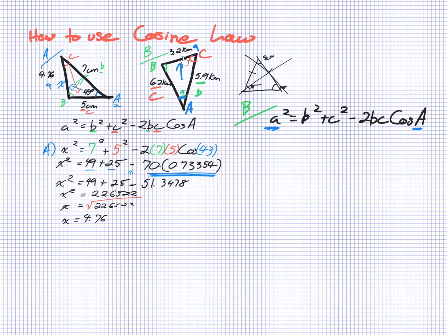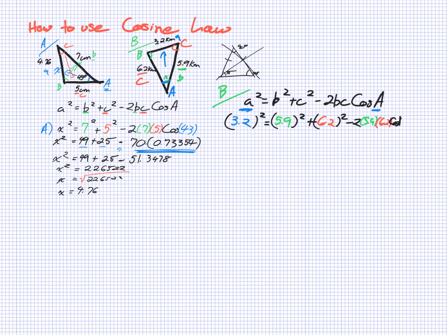So if that's the case, our side A is 3.2. So 3.2 squared is equal to side B, which was 5.9 squared, plus C, which is 6.2 squared, minus 2 times 5.9 times 6.2 times cos A. Now, we're actually trying to find the angle in this case, so we have to isolate for that.